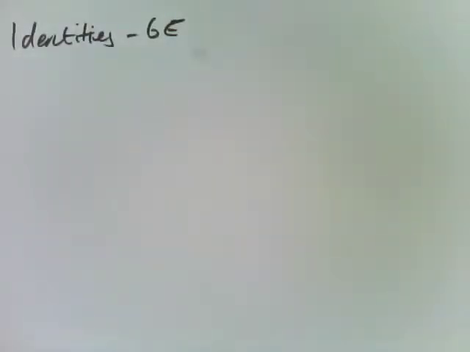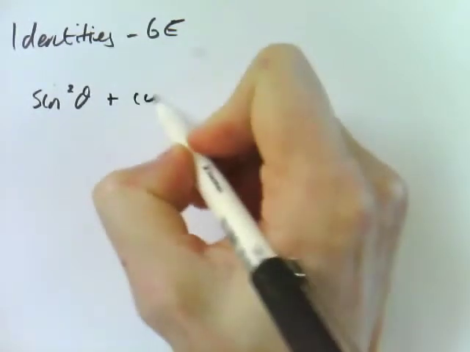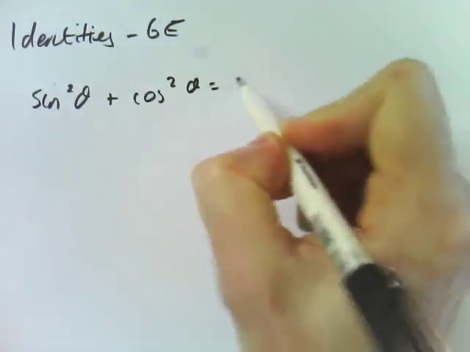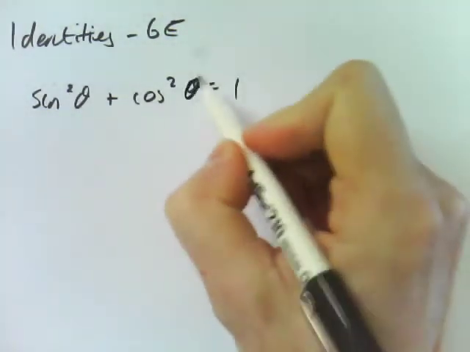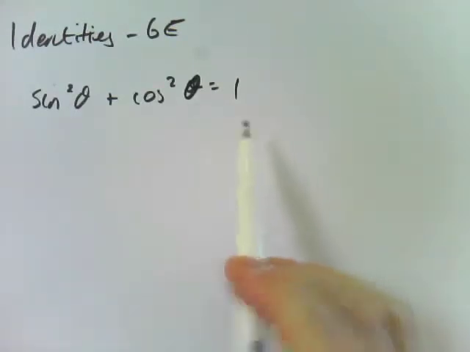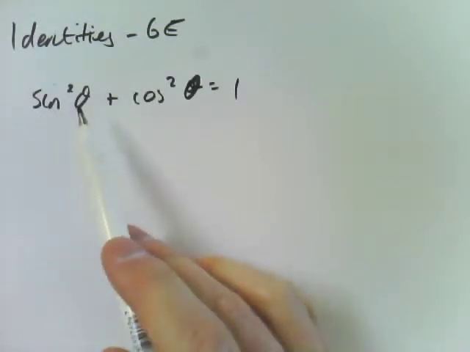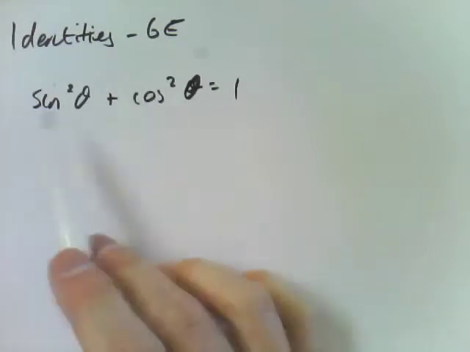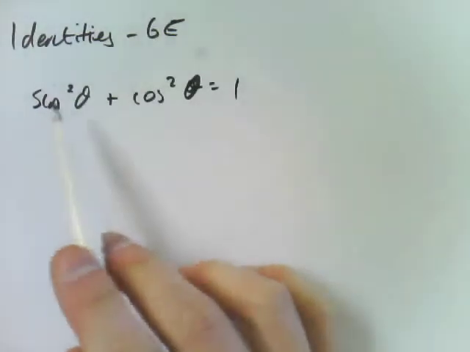So 6E is all about identities, and identities are just rules you need to follow. The rules are in the remember box, but the most important one, at least for the start of this exercise, is this rule here: sine squared theta plus cos squared theta equals 1. That identity is a rule, it's always true. So if you know sine of an angle equals whatever it does, you can actually find the cos using this rule here. And I'm pretty sure that's what it first asks you to do.